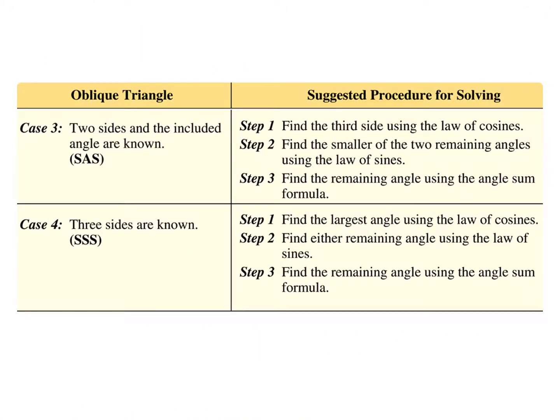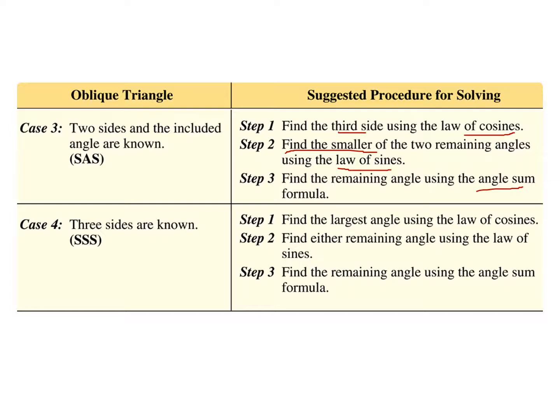Case 3 is side-angle-side. For the first step, find the third side with the law of cosines. So now you have all three sides. Now find the smaller of the two remaining angles using the law of sines. And then find the remaining angle using the angle sum formula. How can you know which is the smaller angle? Well, it's going to correspond to the smaller side.